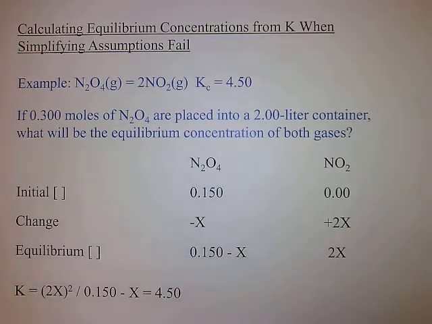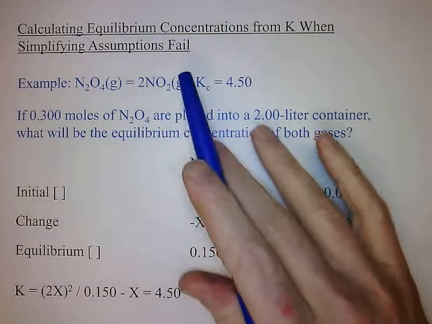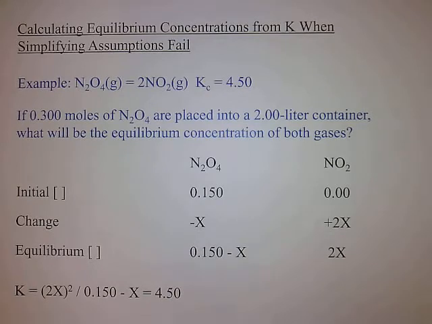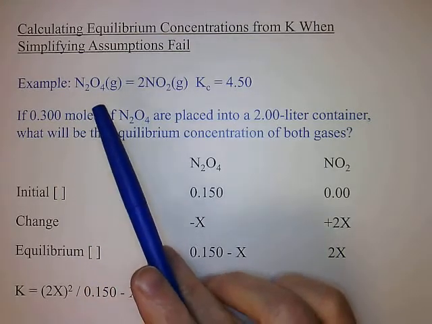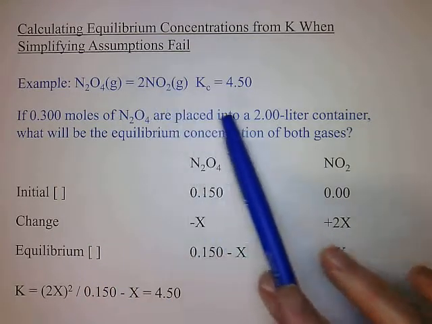Okay, so this is going to be part 3 of our videos on chemical equilibrium. And I'm going to show you one more type of calculation here, and basically what happens when your simplifying assumptions fail. So we're going to go back to the reaction that we started with, the equilibrium between N2O4 and NO2.